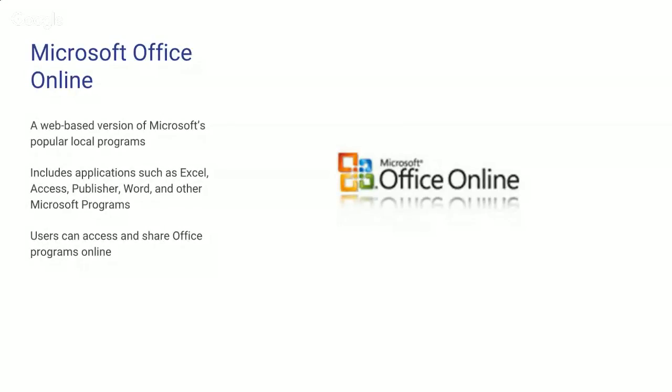Microsoft Office Online is a recently developed web-based version of Microsoft's popular local programs. These programs offered include Excel, Access, Publisher, and other Microsoft programs. These programs take the interface and accessibility of Microsoft's local programs and allow users to run them purely through the internet. This means that the data is no longer stored on the user's computer, but is stored on Microsoft's cloud, which lets users create, share, and save data using these Office programs purely online.